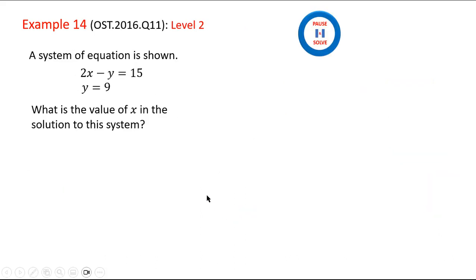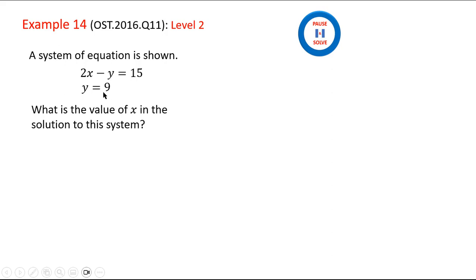Example number 14. This is an OST 2016 question number 11. Now here a system of equations is shown. What is the value of x in the solution to this system? So he's giving you y and asking you to find x.